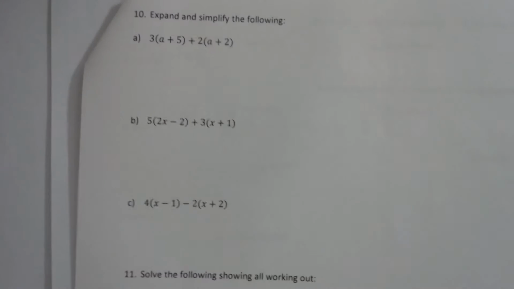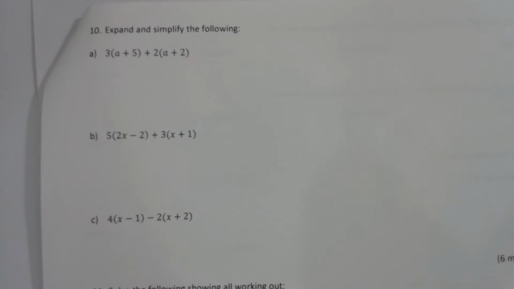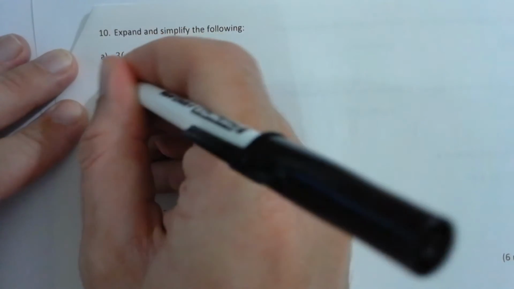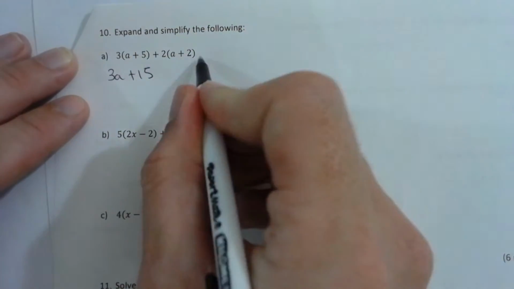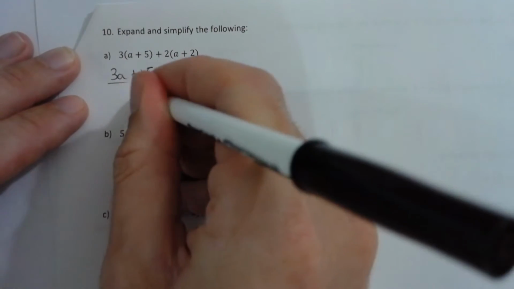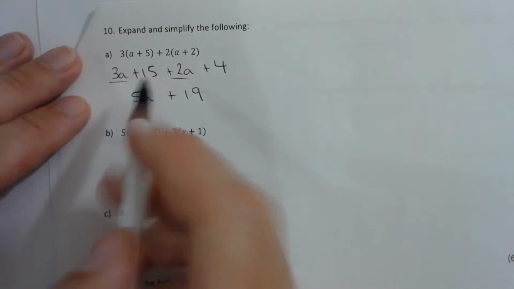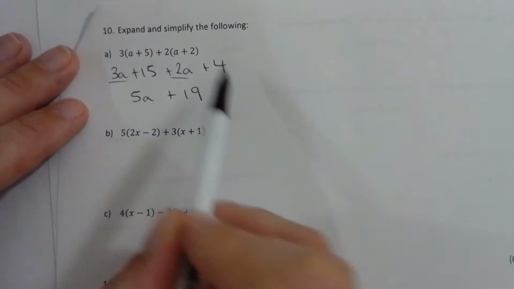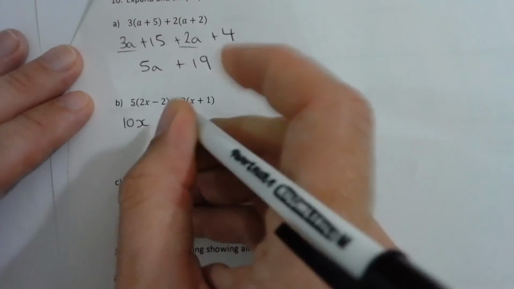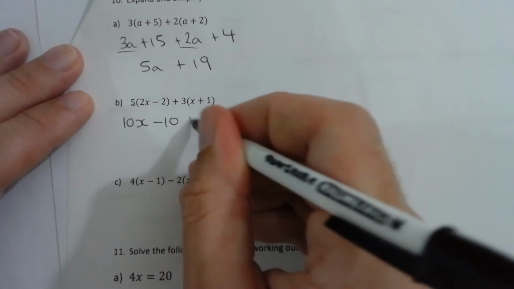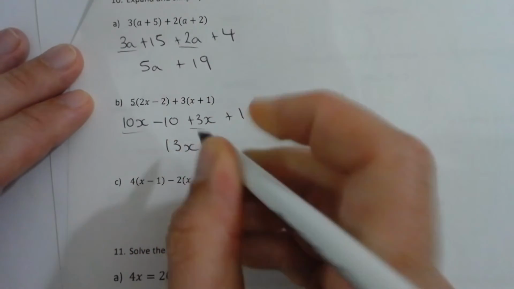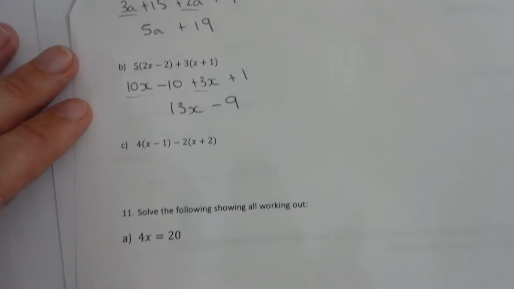Number 10, expand and simplify. Pretty much as it says, you've just got to expand and simplify. So when we expand the left, you get 3a plus 15, expand the right, and you get 2a plus 4, and you can add these together to get 5a plus 19, collecting like terms. So it's combining a few of the previous questions. 5 times 2x is 10x, and 5 times negative 2 is negative 10, plus 3x plus 1. 10x plus 3x is 13x, and minus 10 plus 1 makes that negative 9.